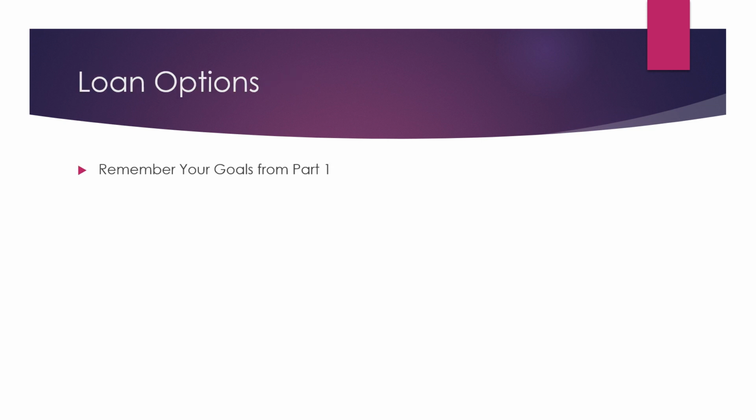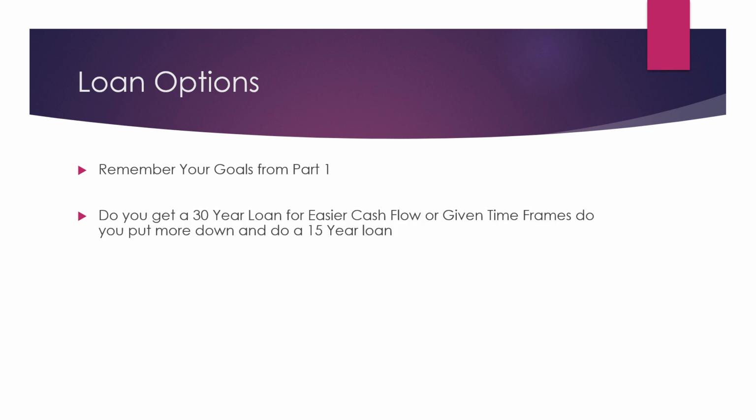So loan options, you got to figure out what your goals were for part one. Remember, chapter one of this was goal setting. What are your goals? Do you need a 30-year loan for easier cash flow? Your payments will be about 20 or 25% lower, so easier to cash flow. But maybe because of your situation or because you have goals of giving your children something, maybe you want a 15-year loan for some reason.